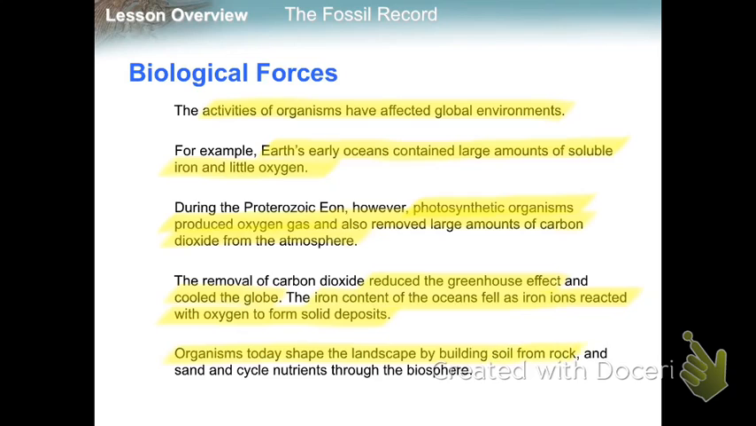Organisms today shape the landscape by building soil from rock and sand and cycle nutrients through the biosphere.